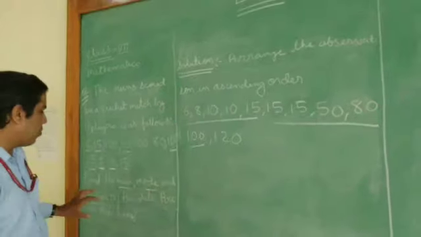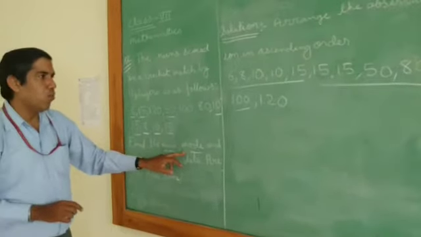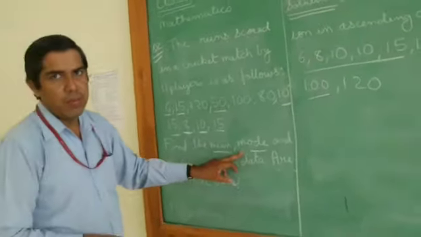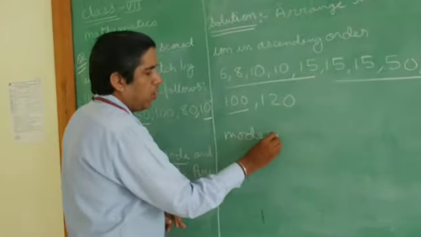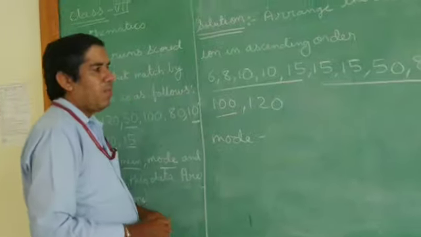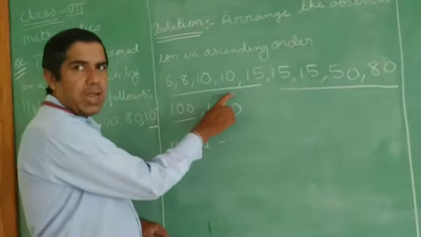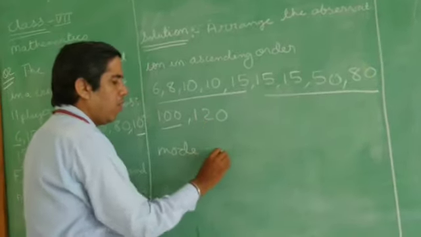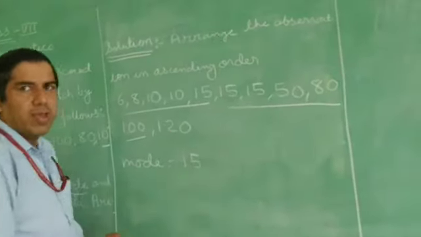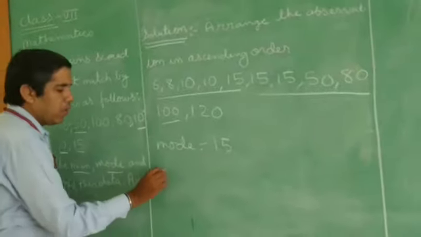Now we will start the question. First I will find the mode. Which number is repeating maximum times, because that is the mode. So mode is equal to. Now which number came maximum times? You can see 10 came 2 times, and 15 came 3 times. So 15 is the answer. What is the mode? 15. Mode is 15. Now median.